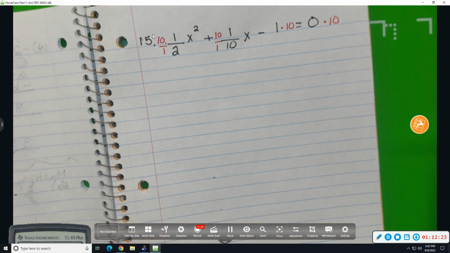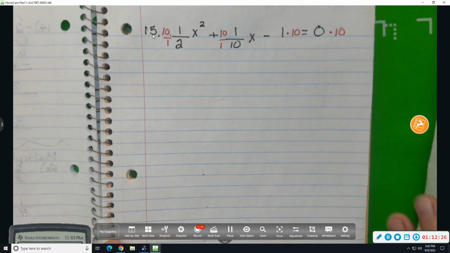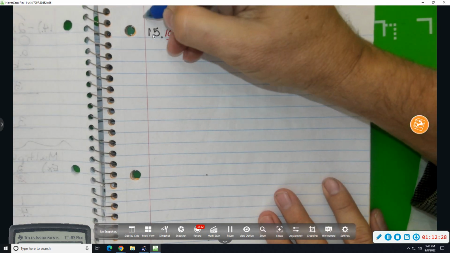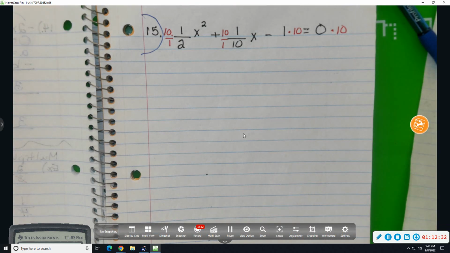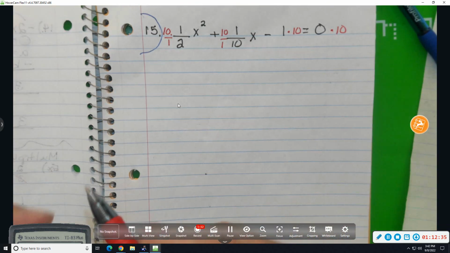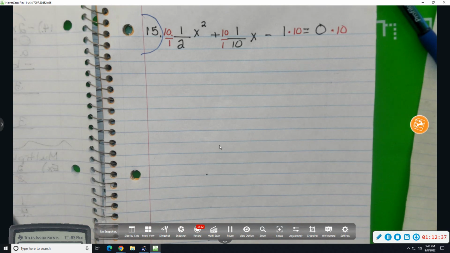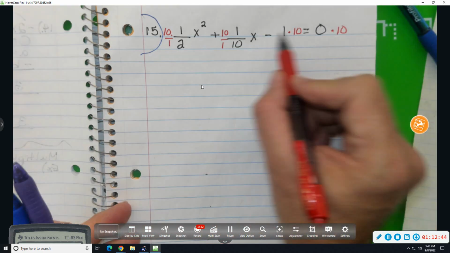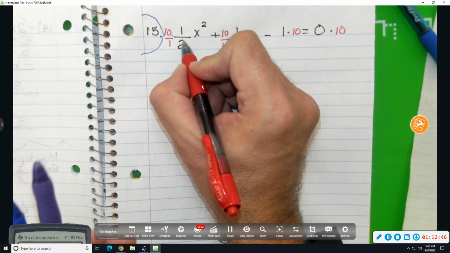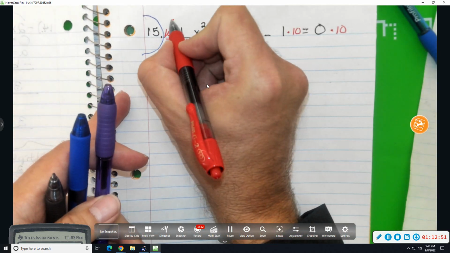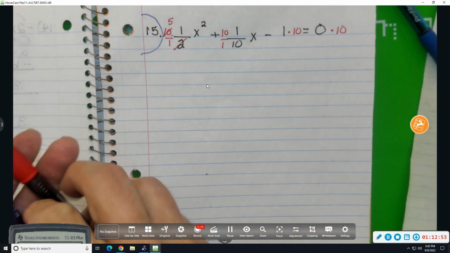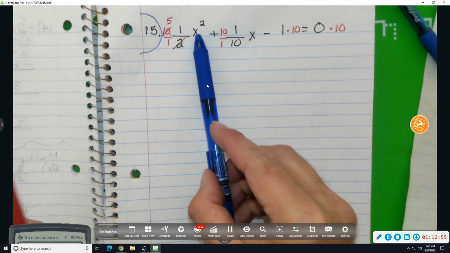Why am I doing that? I'd rather do a little bit of this cross-canceling and not have to do A equals a half, B equals 1 over 10, C equals negative 1. If we multiply straight through by 10, help me with this cross-canceling. 2 goes into 10 5 times. What number am I going to have right there in front of the x squared?